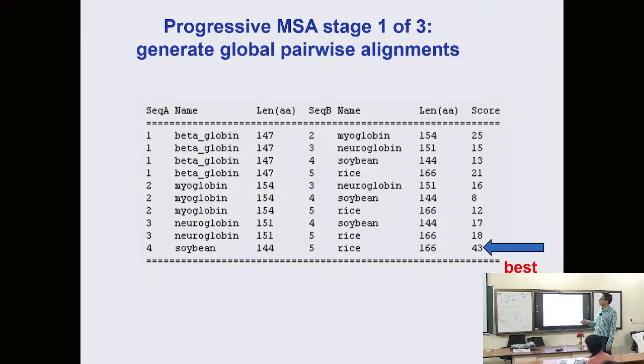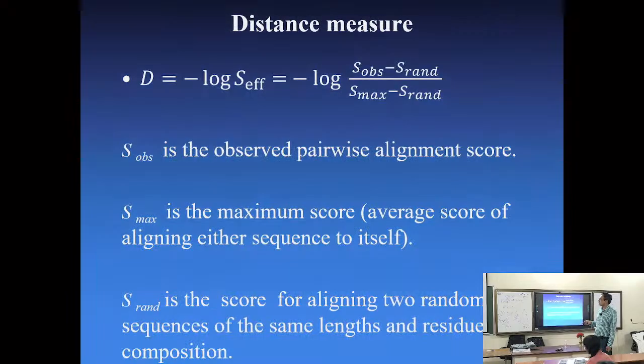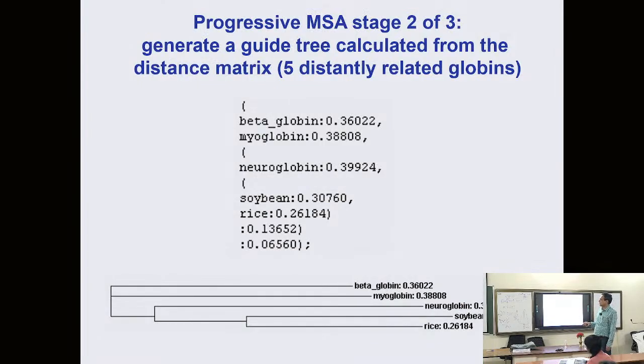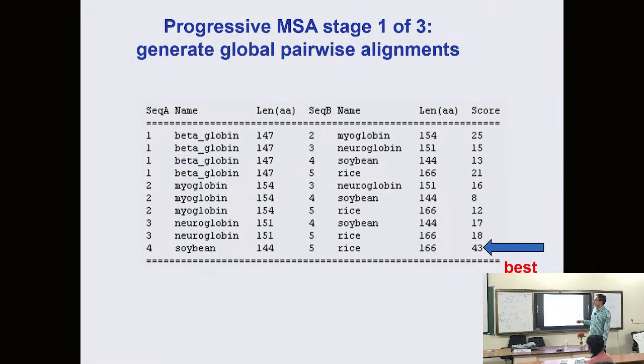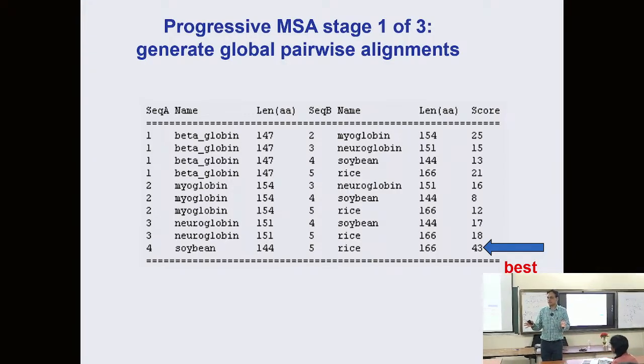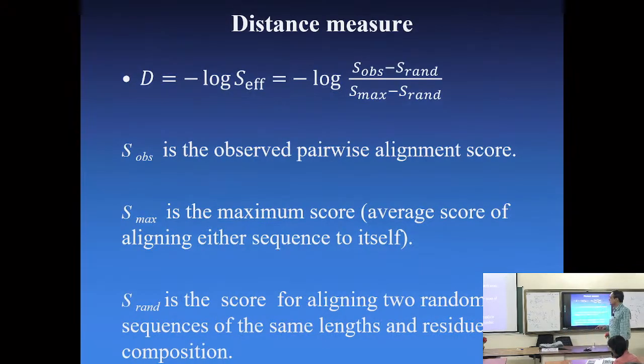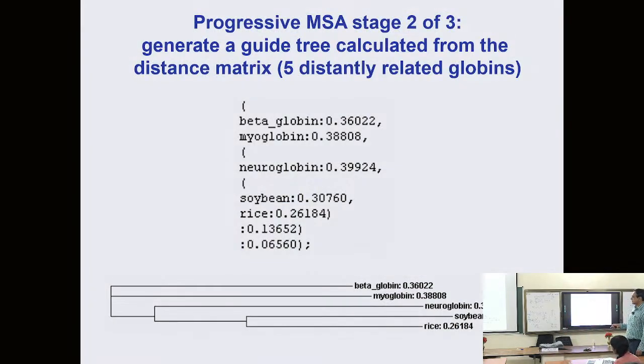for the 5 globins: beta globin, myoglobin, neuroglobin, soybean globin, and rice globin. So soybean globin and rice globin, they have the highest similarity score. So they have the lowest distance between them. So they should be placed next to each other in the tree. So this is shown here. They are placed next to each other. Soybean next to rice, and then next neuroglobin, next myoglobin, and then beta globin.